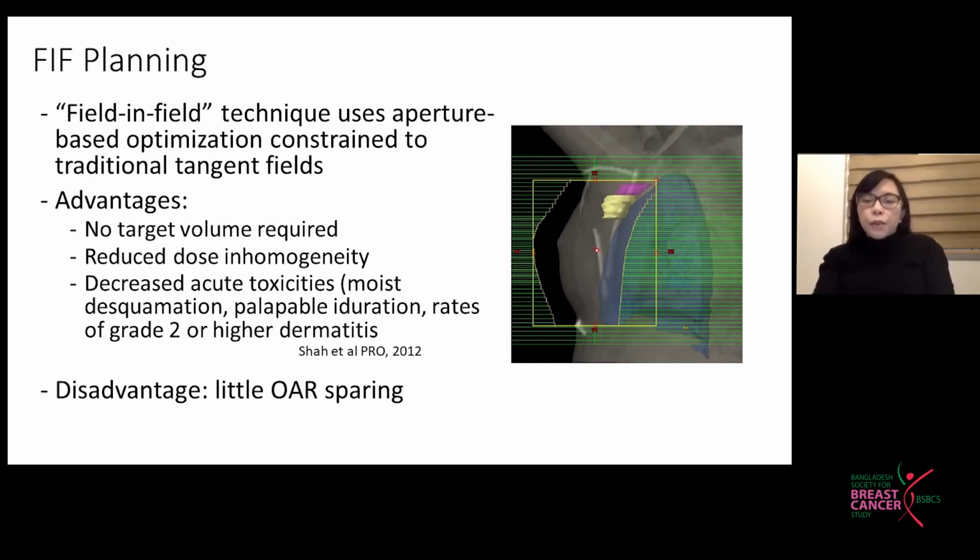The field-in-field technique uses aperture-based optimization wherein we optimize the intensity of the radiation within the traditional tangent fields alone. The advantage of this technique is that no target volume needs to be drawn, and yet you can reduce the dose inhomogeneity and decrease acute toxicities, which is significant in the paper reported by Beaumont. But the disadvantage, however, is you don't get very much organ at risk sparing at all.